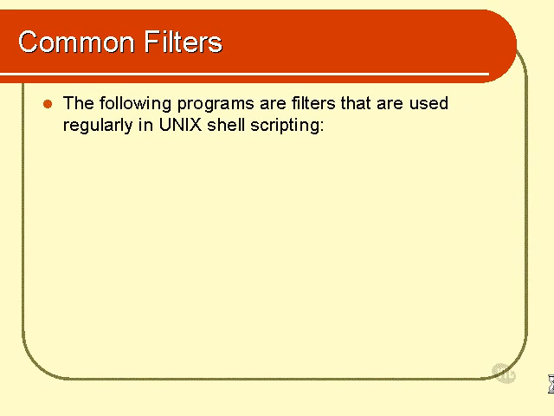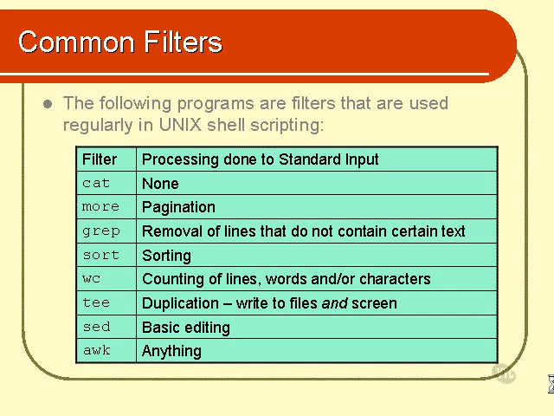Let's have a look at some common filters. These are used regularly in Unix shell scripting. We have got cat, of course. You may ask yourself what processing is done by cat. Well, none, really. You could say that it's the no processing filter. Whatever input it receives, it just puts it straight back out to the screen. And yes, of course, because cat is a filter, it is possible to type cat by itself on a line with no parameters, and it will just sit there waiting for input from the keyboard, and whatever you type, it will echo back out to the screen.